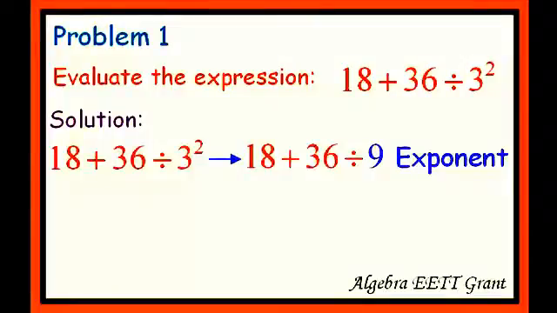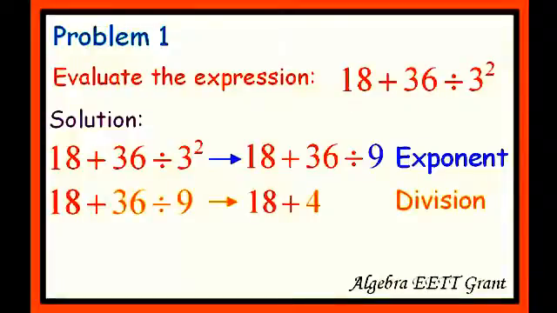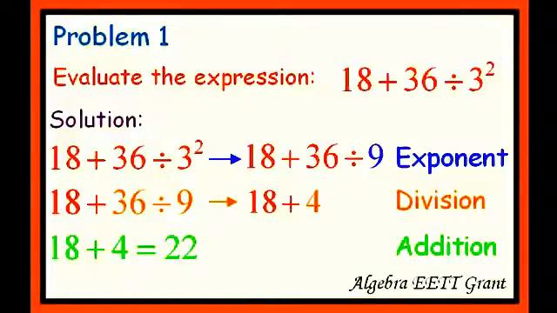So 3 squared is going to give us a total of 9. Now the next thing we have to do is multiply and divide from left to right. We have a division symbol, so we're going to divide 36 divided by 9, and that's going to give us a total of 4. Now we have one more step to go to simplify this completely, and 18 plus 4 will give us 22. That is our simplified version of this expression.